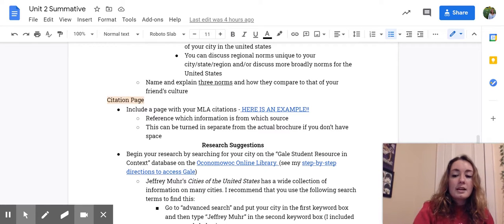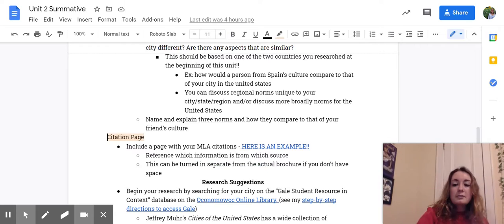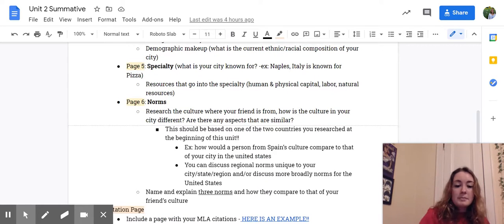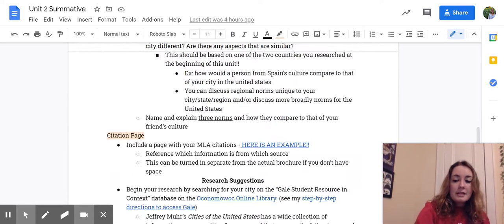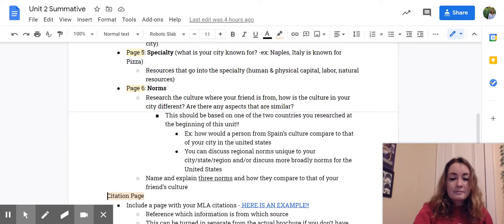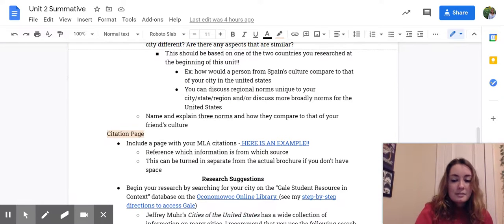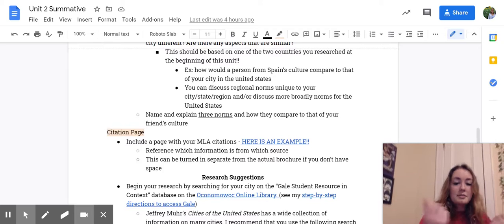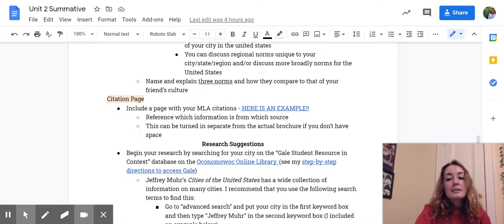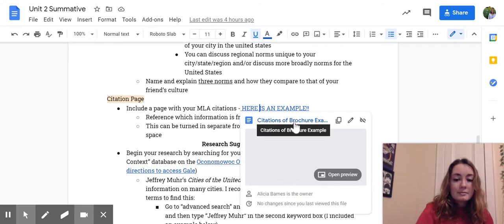All right. Then finally, if you look at our template, we know that there's 6 different pages. So the citation page isn't going to fit on your actual brochure. So you can just submit a separate citation page. You can even turn this in online rather than doing a hard copy printed out. And remember, this should be MLA citations. It is not enough to just turn in a link to your source. You're not going to get full points.